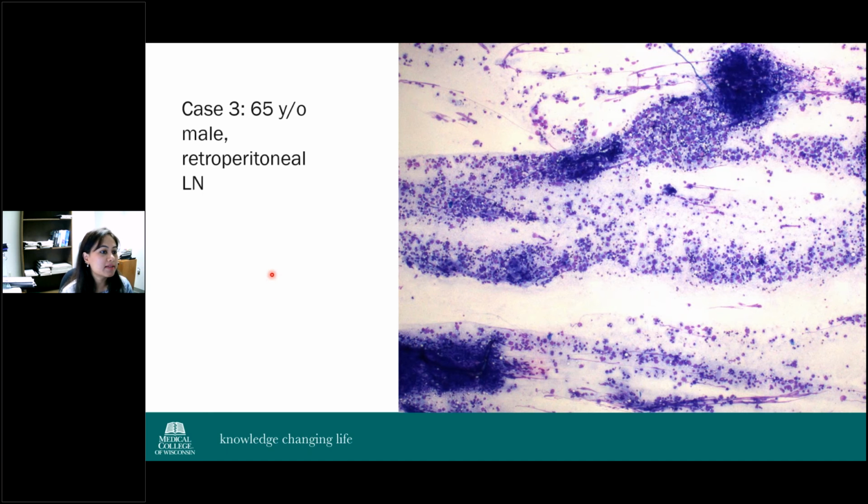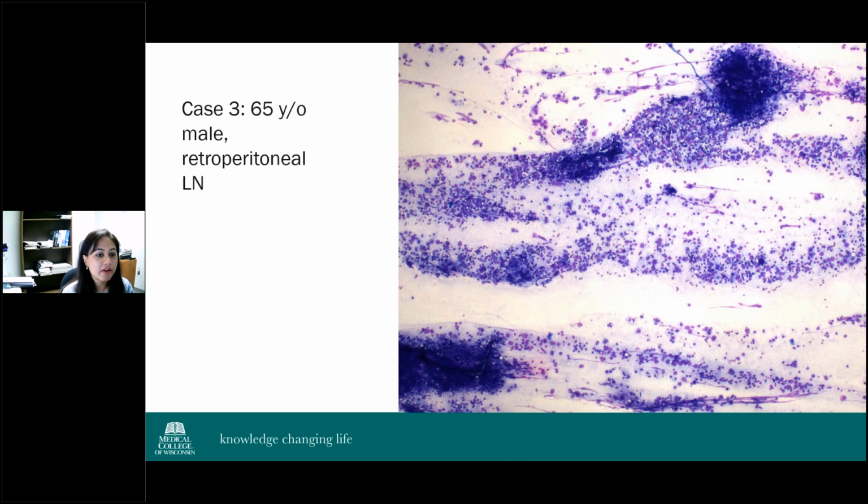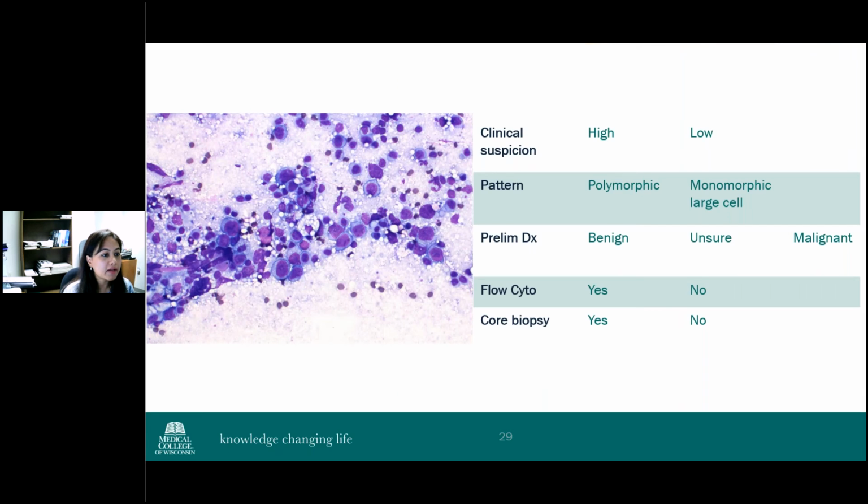So let's move on to case number 3, which was a 65-year-old male with a retroperitoneal lymph node. Looking at the slide over here, we see that it is mainly a very cellular lymphoid aspirate. At this magnification, we are not able to see exactly the size of the cells, but it seems like there is a mixture of small as well as larger cells. Going on high magnification, we see that most of the lymphocytes here are larger ones. Some of them have a prominent nucleolus, while others have cytoplasm which can be basophilic. There are some smaller lymphocytes in the background.